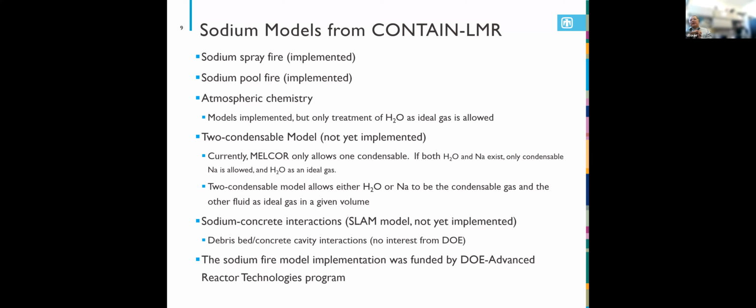Now, the debris-bed concrete cavity interaction, the debris coming from the failure of the vessel down to the cavity, is more for loop type reactors. There's no interest for DOE. All these models that have been implemented were funded by the DOE Advanced Reactor Technology Program.